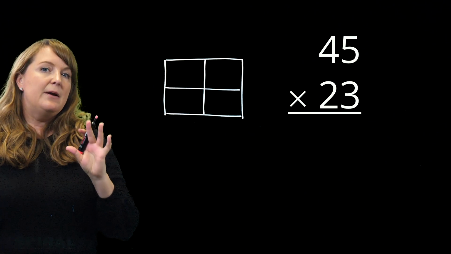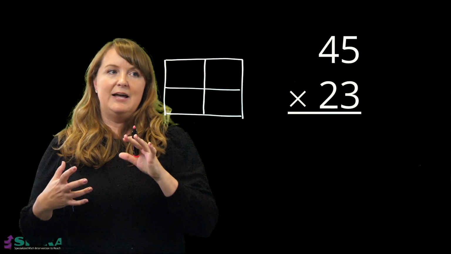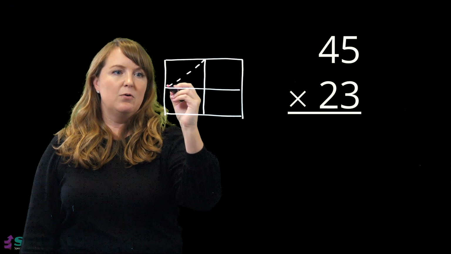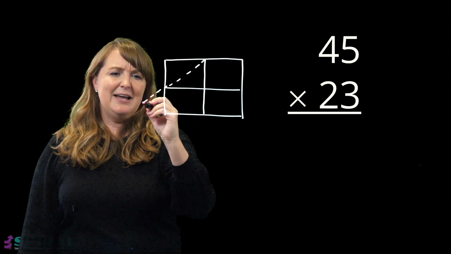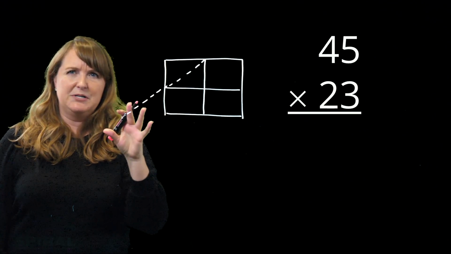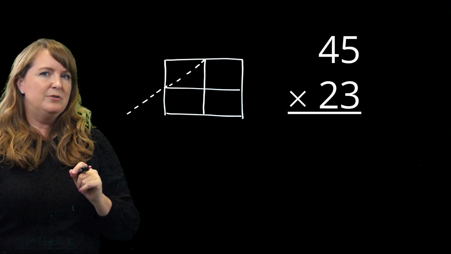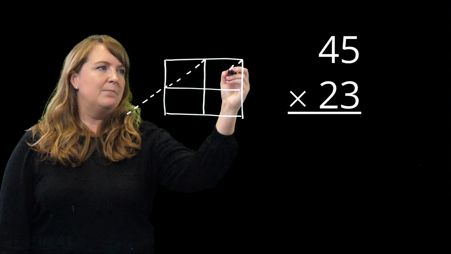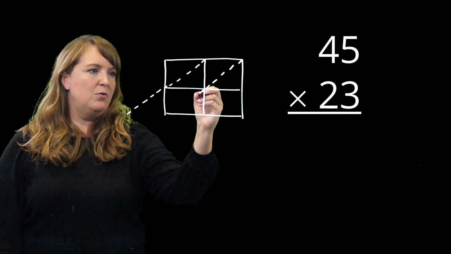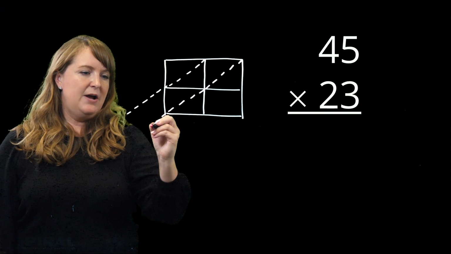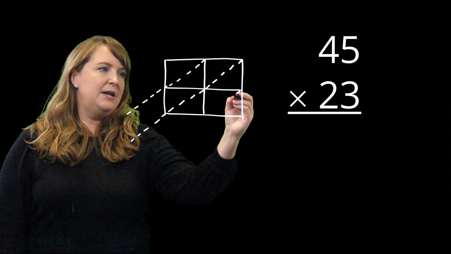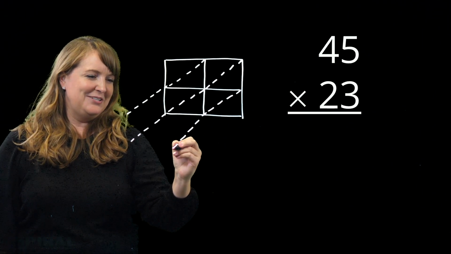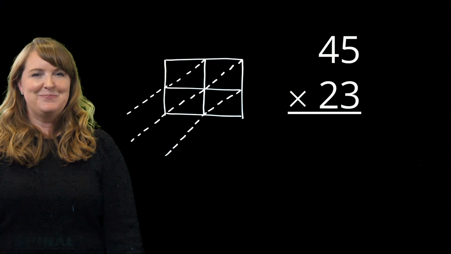And in that grid, I'm going to draw in a lattice from the top right-hand corner to the bottom left-hand corner, and I'm going to extend that lattice outside of my workspace, and I'll show you why I'm going to do that in just a minute. I'm going to do that in each of these rectangles, top right-hand corner to bottom left-hand corner, and continue out.